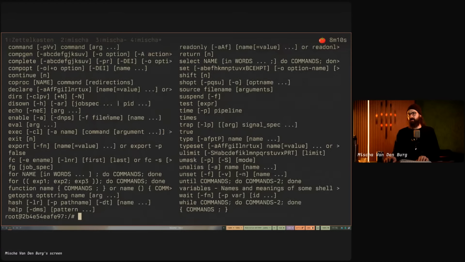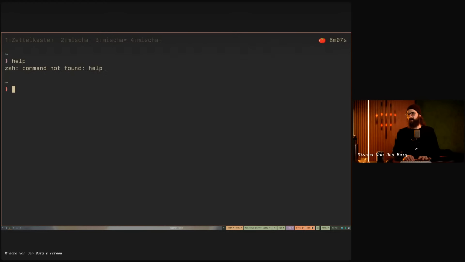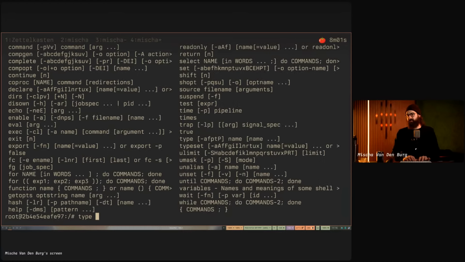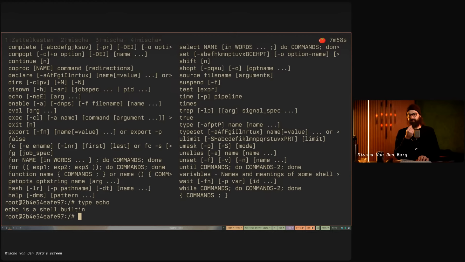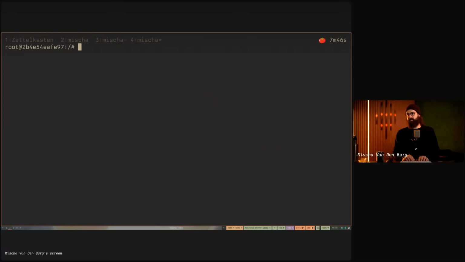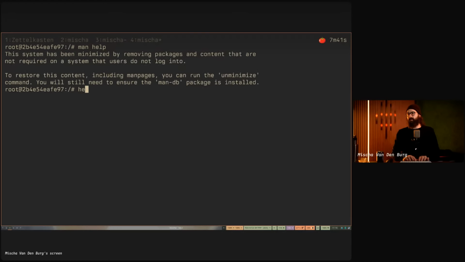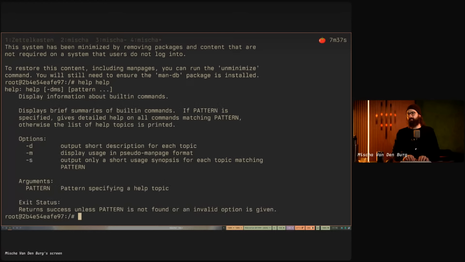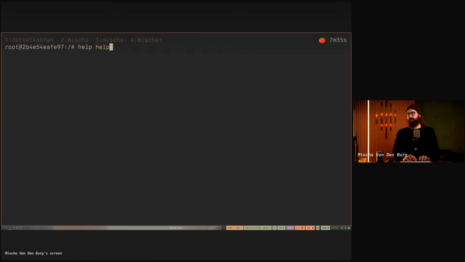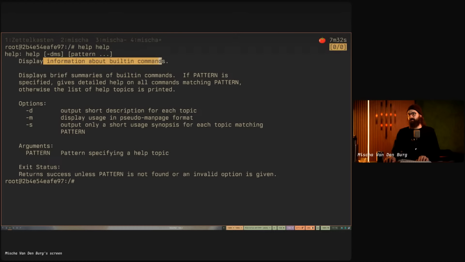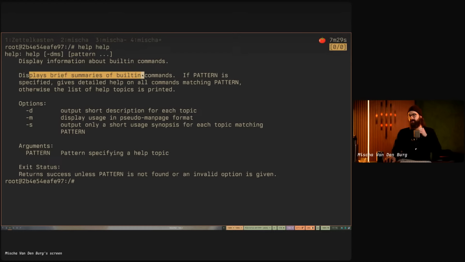So for example, echo, again, let's do which echo, is a binary here. But in bash, if I do type echo, echo is a shell builtin, okay? So these are very different ways of managing how echo is running on your system. So echo is a shell builtin, which means that help, man help, let's see, help displays information about built-in commands. This displays brief summaries of built-in commands.